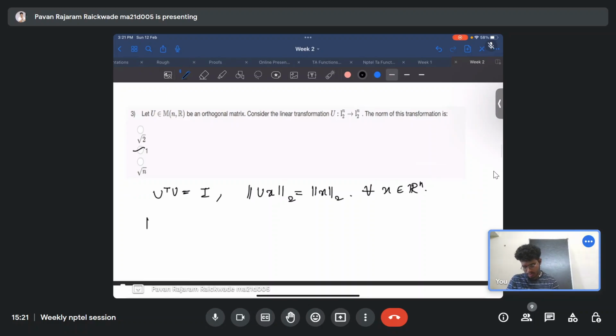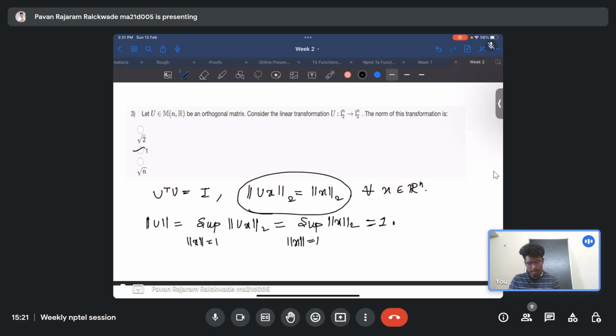So what was the definition of the norm? It's just the supremum of norm Ux over norm x equal to 1. But this is just norm x, and we are taking the supremum over all the vectors with norm 1, so it is simply 1. Okay, so this thing here was important, that it preserves norm.